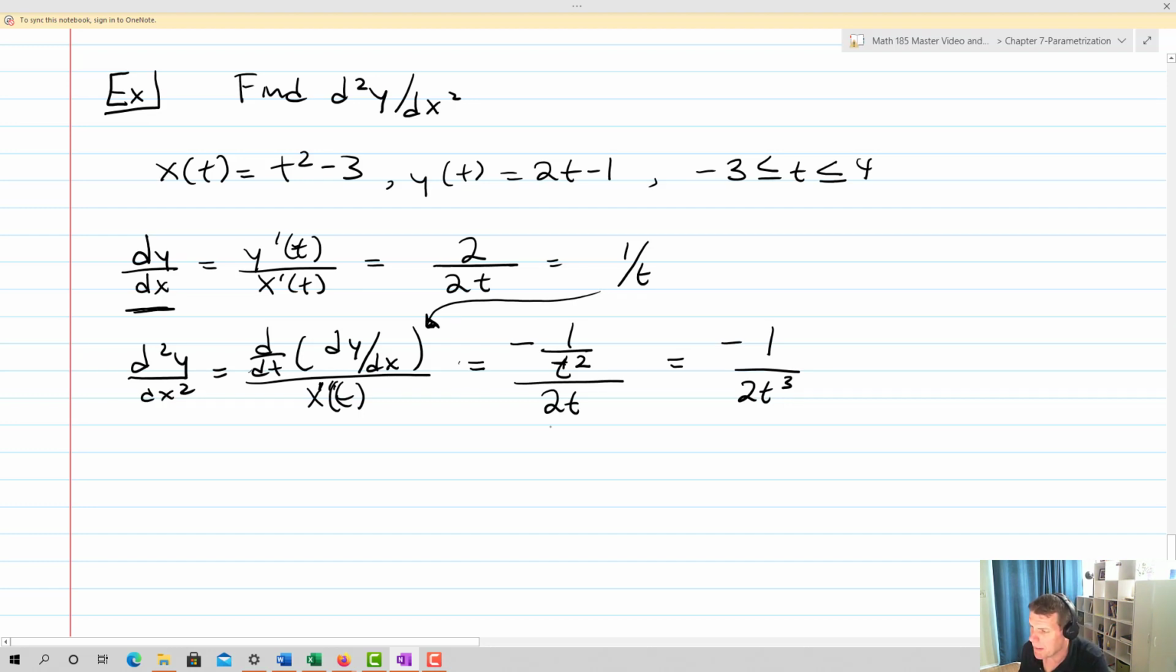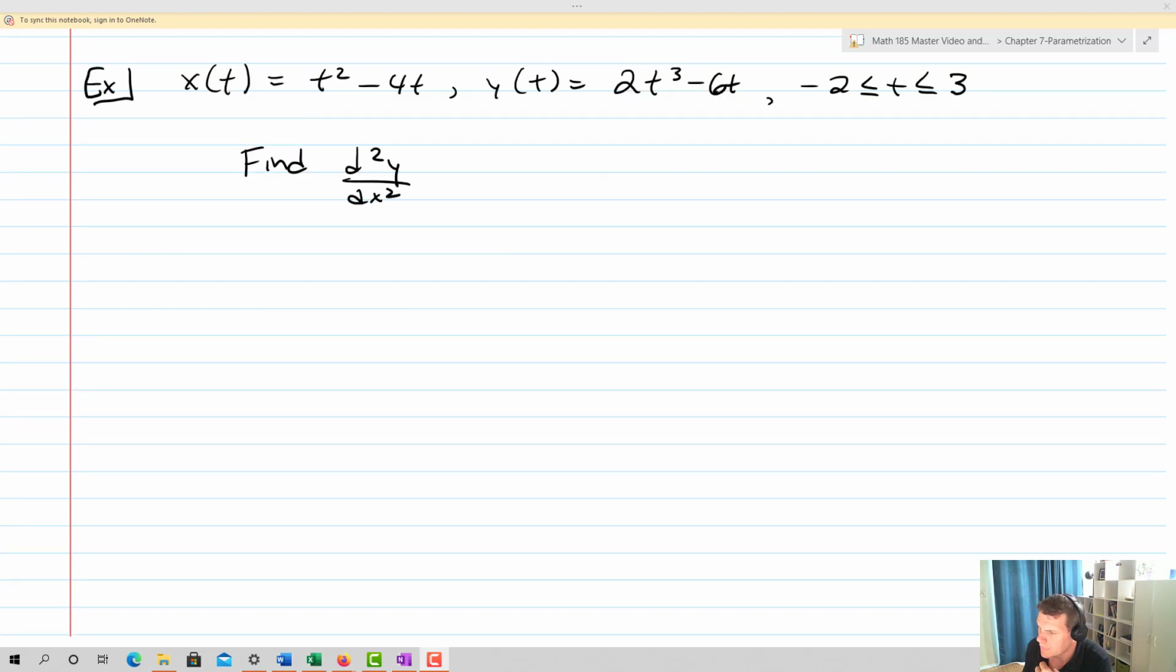So let's say, for example, now I want to find d squared y dx squared for this parametrization. x of t equals 2t squared minus 4t, y of t equals 2t cubed minus 6t, and t is greater than or equal to negative 2 and less than or equal to 3. So what we'll do is we're going to first find dy dx. Okay? So dy dx is going to equal, so that's y prime of t, which ends up being 6t squared minus 6, divided by x prime of t, which is 2t minus 4.